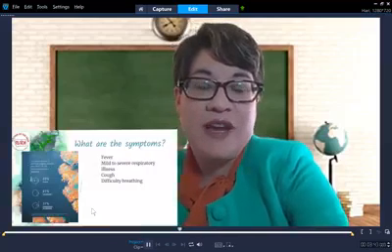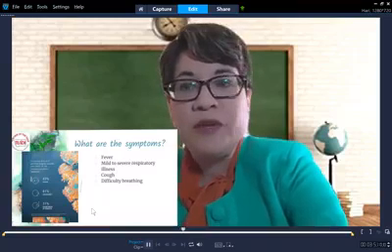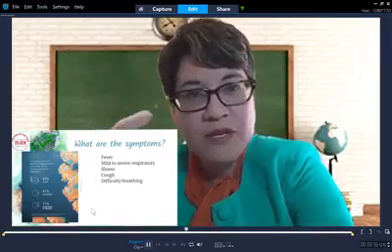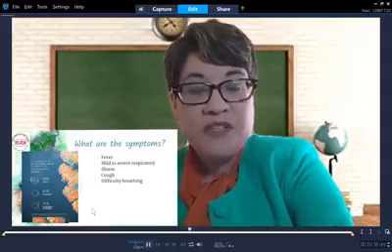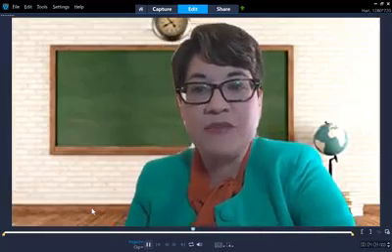Another question that you might have is, what are the symptoms? So these are the main symptoms that we look for. We look for a fever, which is when your temperature is hot and you use a thermometer to check it. We look for a cough, if you have a cough, and difficulty breathing. Those are the main symptoms that they're looking at.